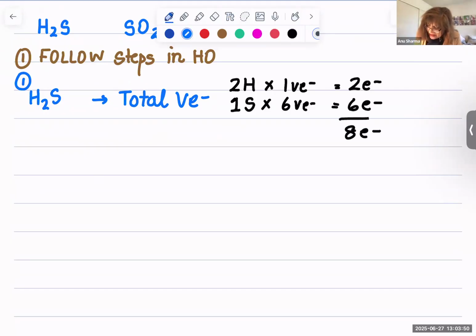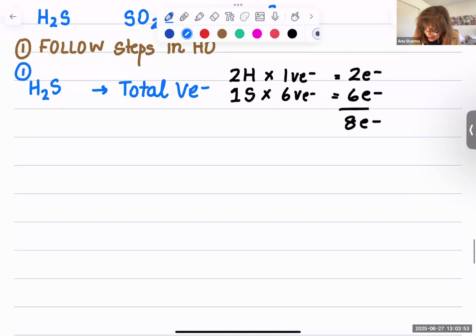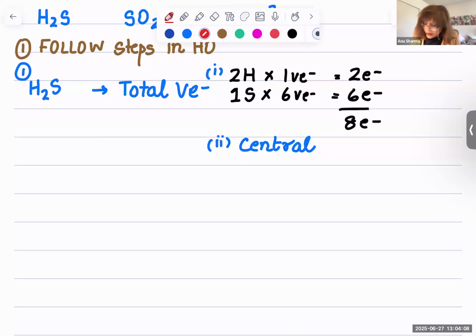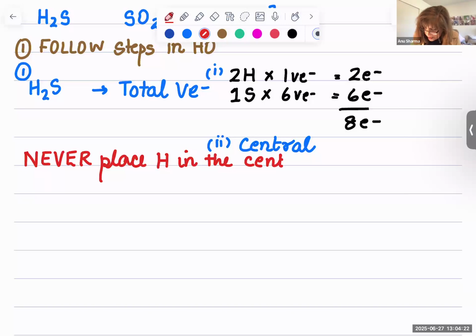Now in this case, what do we see? We see that we have 8 electrons to keep. So that's one part. The second part is which atom is going to be in the center. This is the most important part. If you can remember this, I see students putting hydrogen in the middle. No, never. I'm putting this in red: never place hydrogen in the center.